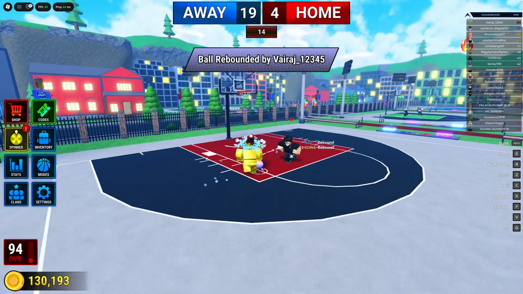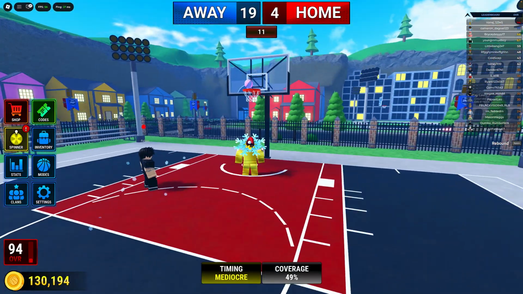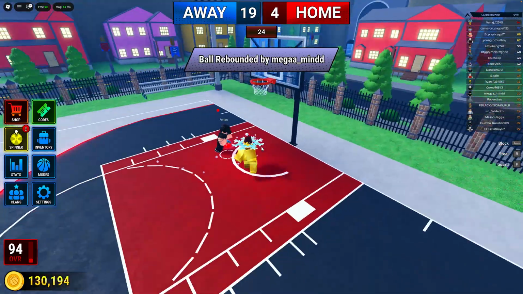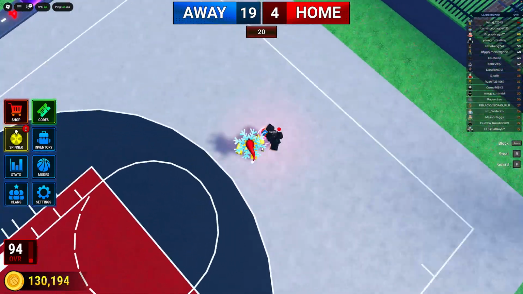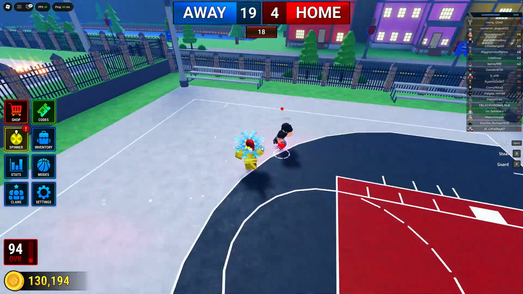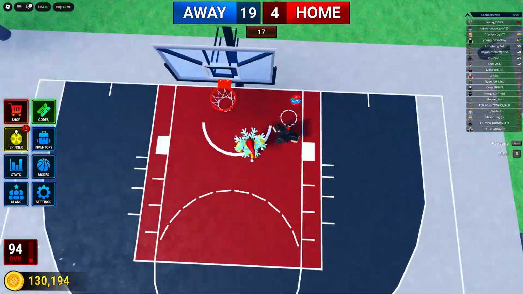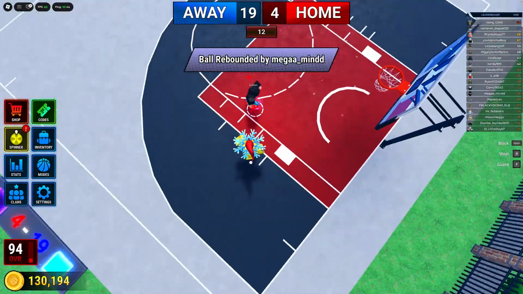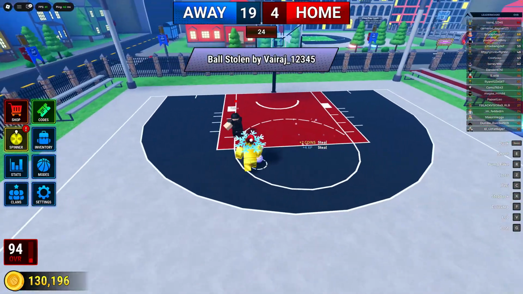And as you can see, I also make mistakes. And that's a Euro step. But as you can see, I was also covered. Oh. See, he can shoot. He was trying to trick me, as you can see. And never fall for a pump fake.